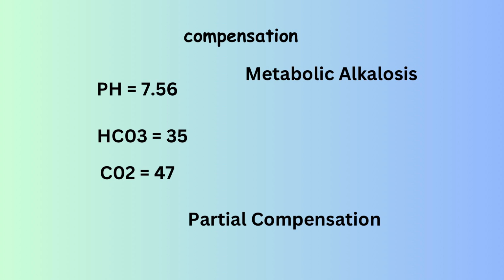Then with a CO2 of 47, which is out of normal range, there is a partial compensation because the CO2 is not enough to bring the pH within its normal level.